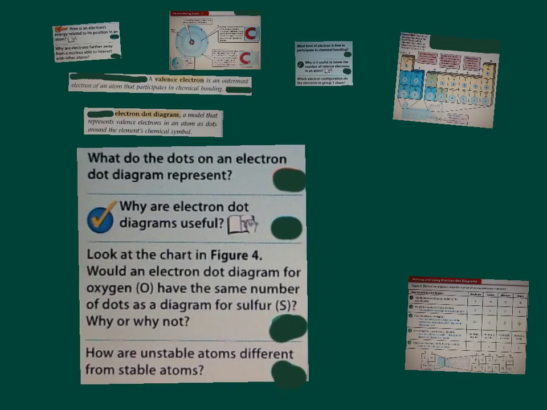You're picking 2 questions to answer out of these 4. What do the dots on the electron dot diagram represent? Question 2. Why are electron dot diagrams useful? Question number 3. Look at the chart in figure 4, which was the one that we just looked at. Would an electron dot diagram for oxygen have the same number of dots as a diagram for sulfur? Why or why not? Okay, that was number 3. The last one. How are unstable atoms different from stable atoms? Okay, 2 of the 4 please, written down in your science journal.